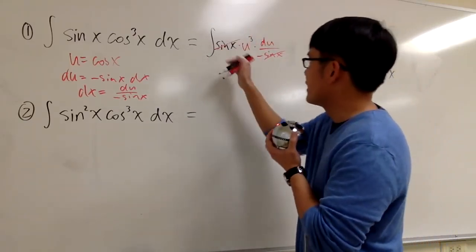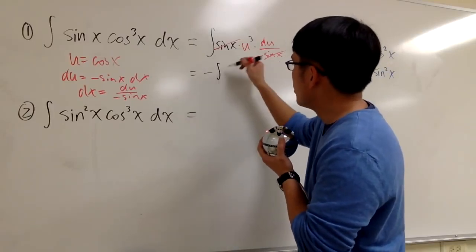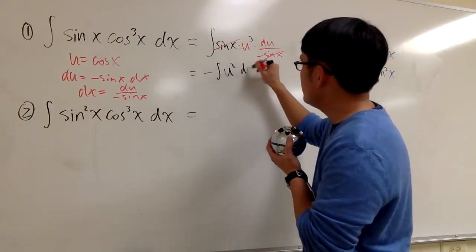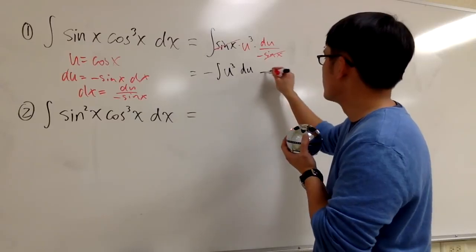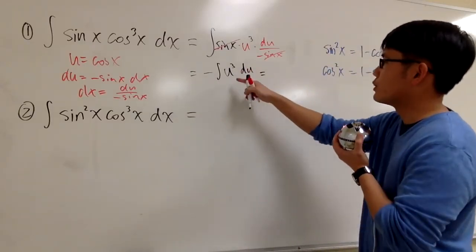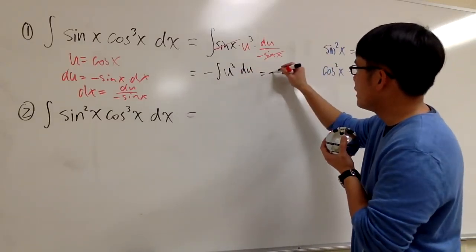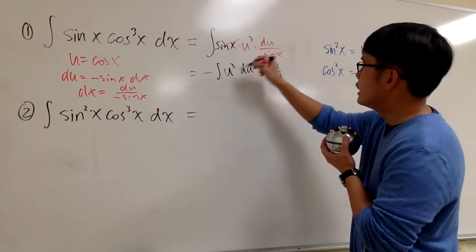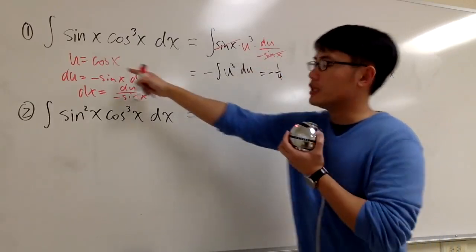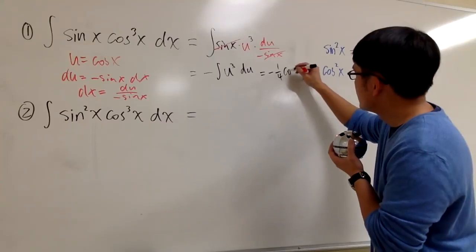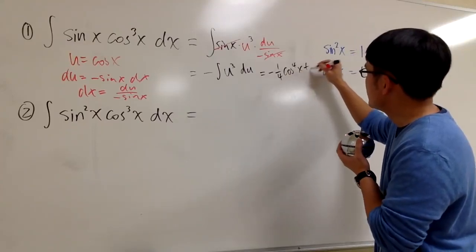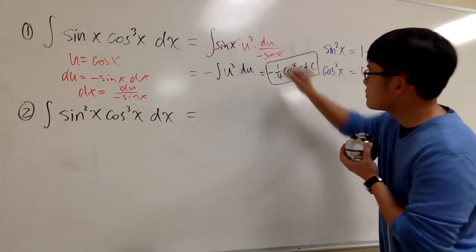And then we can bring the negative to the outside. And the integral of u to the third power du. And of course, you get the power rule backwards, right? So altogether, you are going to end up with negative 1 over 4, u to the fourth power, and u is cosine, so it's cosine to the fourth power x plus c, and this is it.